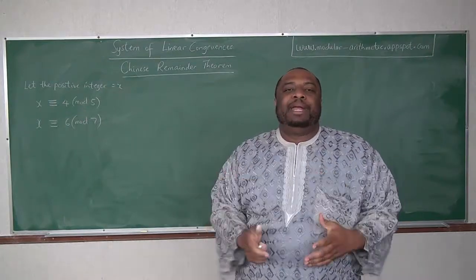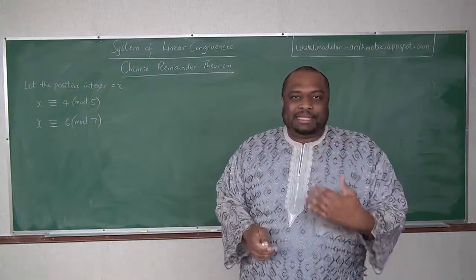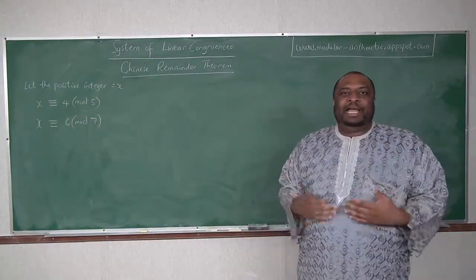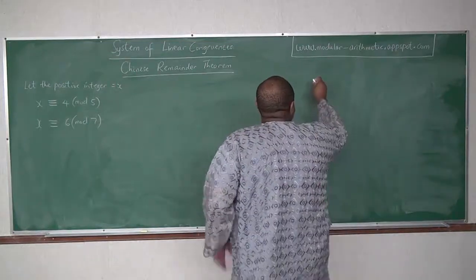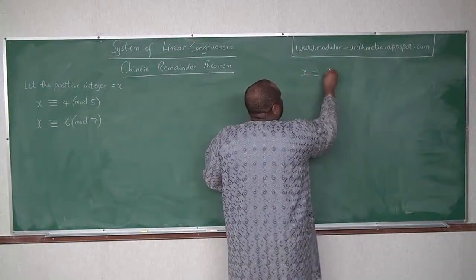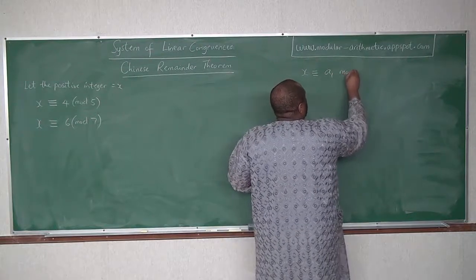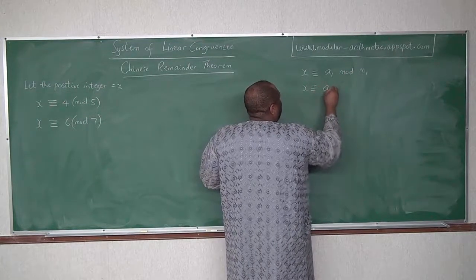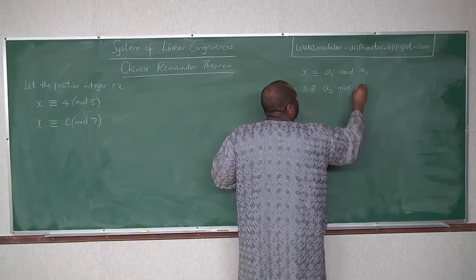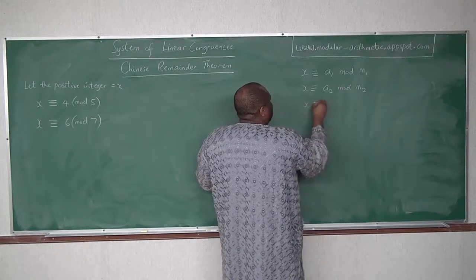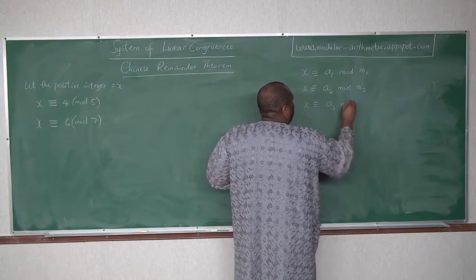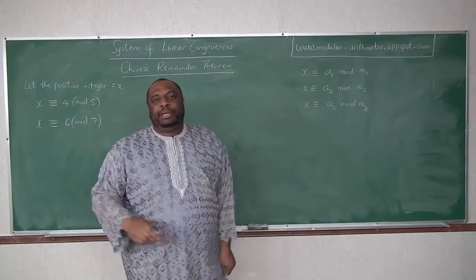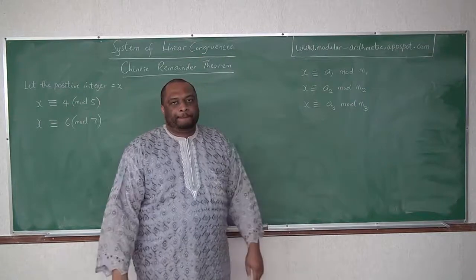The Chinese remainder theorem states that if you have a system of linear congruencies, like x is congruent to A1 mod M1, x is congruent to A2 mod M2, x is congruent to A3 mod M3, I want to explain the theorem, then we can solve this problem.